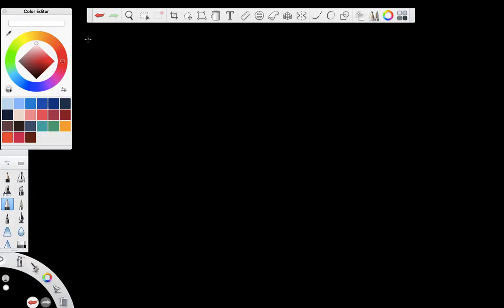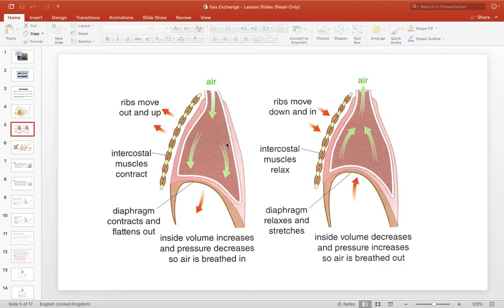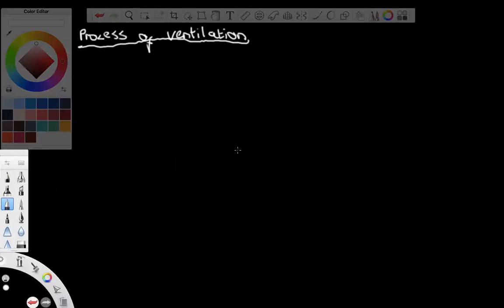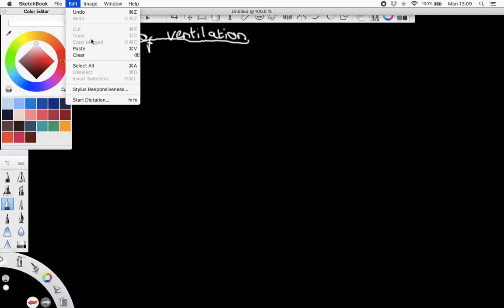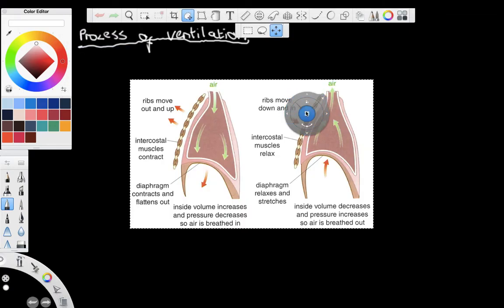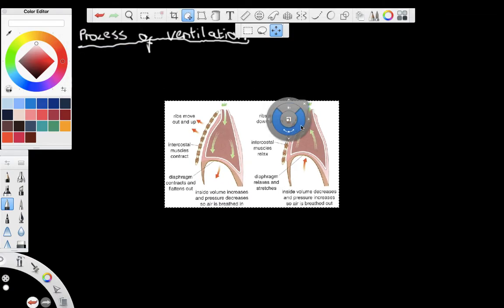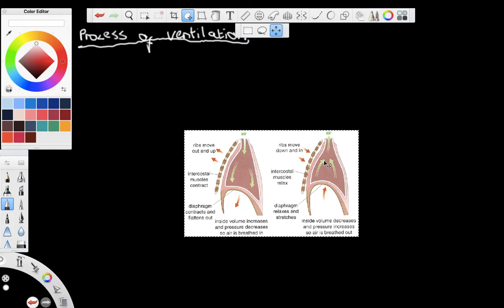So put the subheading, please. Process of ventilation. And underline it. And we're going to use a diagram from the PowerPoint, which you have access to, that looks like this. Okay. So if we paste our diagram in, make it a bit smaller, you will be able to see that bigger if you can't read it at the moment.